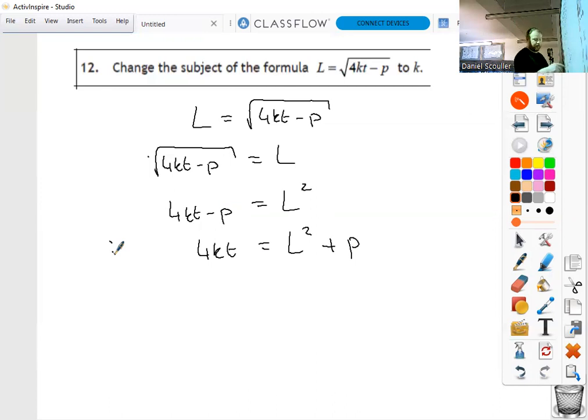Now we can move everything else around that. 4 times k times t means we can move 4 and the t at the same time. 4 can come across and become a divide, and the t comes across and becomes a divide as well. So L squared plus P, they divide everything on our side, so it's 4t.